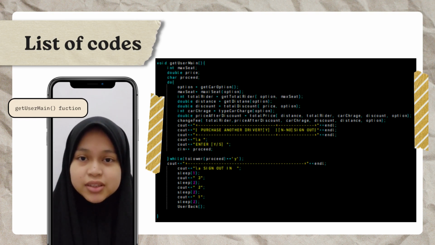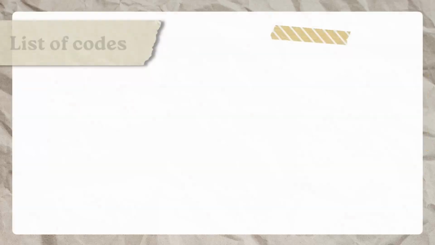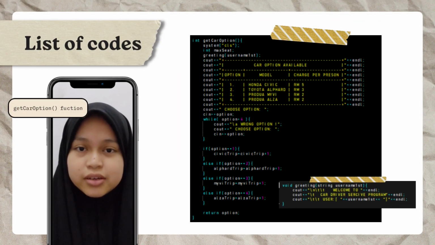The get user main function is for the flow of the customer using the car driver service. First, they will go to the get car function. In this function, we display 4 options of car that are available.